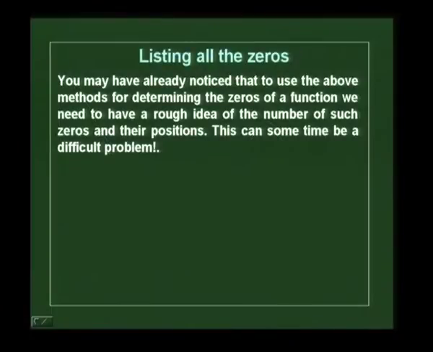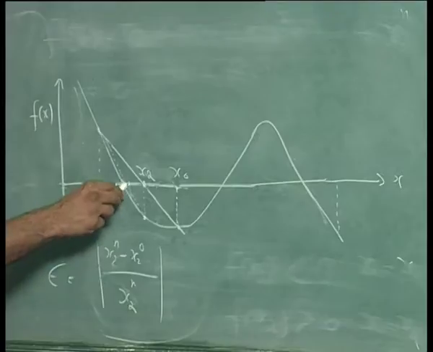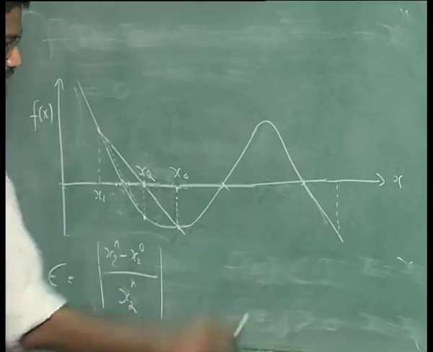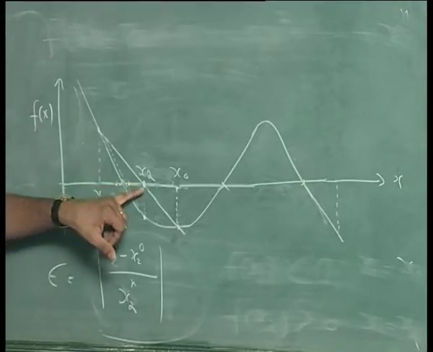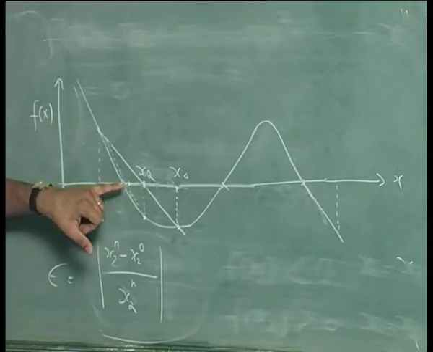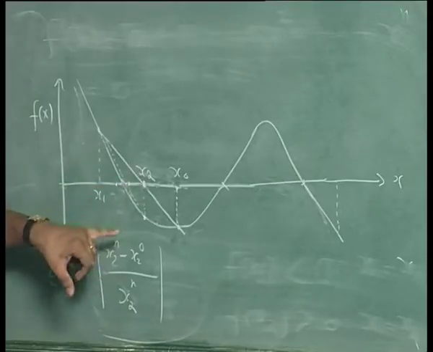Both these methods need a good guess about where all the zeros are. That's another point. So we compare these two methods. One thing is that the false position method would converge much faster than the bisection method, in some cases.